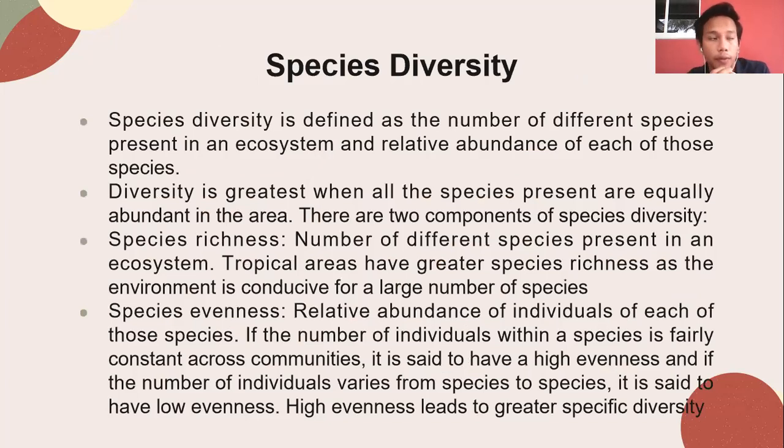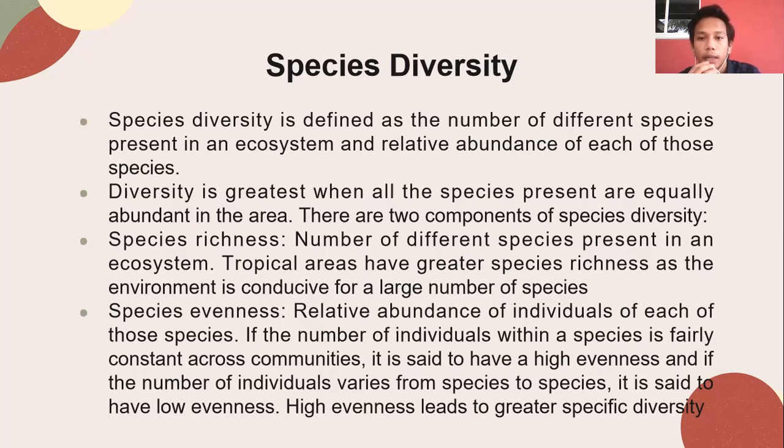Next is species diversity. Species diversity is defined as the number of different species present in an ecosystem and the relative abundance of each of those species. Diversity is greatest when all the species are equally abundant in the area. There are two components of species diversity, which are species richness and species evenness. Species richness is the number of different species present in an ecosystem.